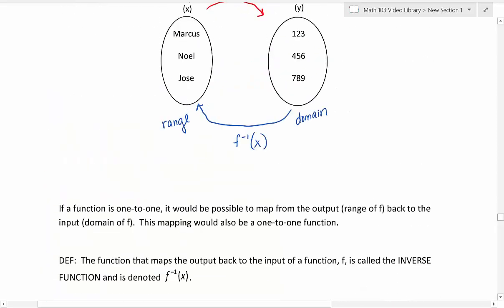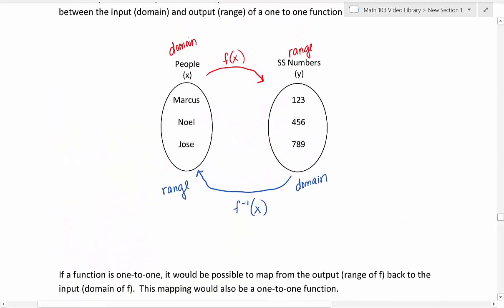Now, if we go back to our diagram, we'll see how this makes sense. If we start with some x values, people's names, if we first apply our function f, that gives us social security numbers, and then if we apply our inverse function, that takes us back to people's names, which is where we started, which were x values.